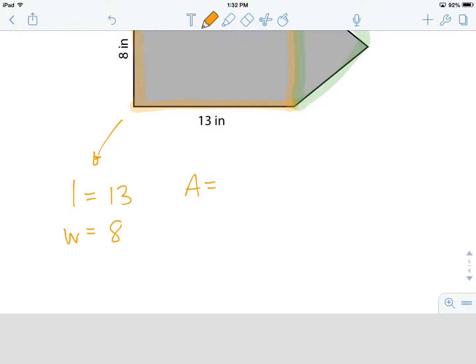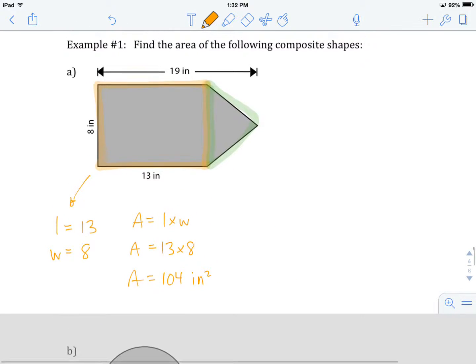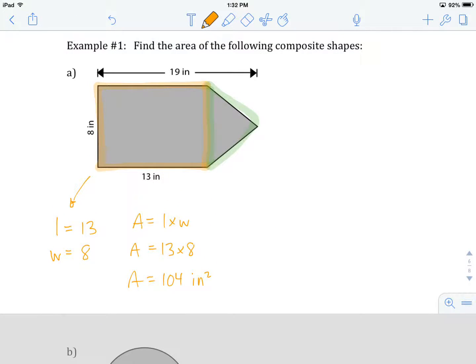Now we can make this calculation. The area will be equal to the length times the width, and for this rectangle we have 13 times 8. Now let's put that into our calculator and see what we get. 13 times 8 gives us 104 inches squared when we're talking about area. All right, that first piece was pretty successful. Now, the triangle will be a little bit more challenging.